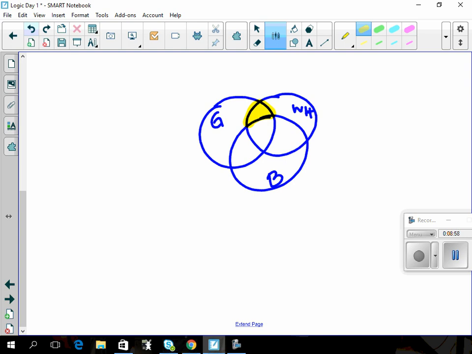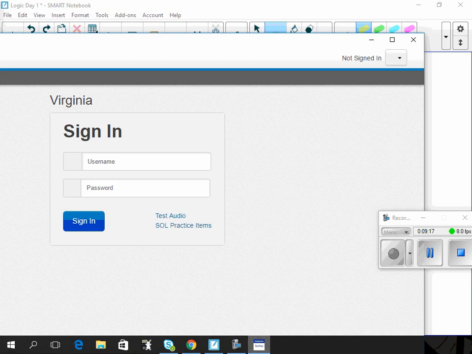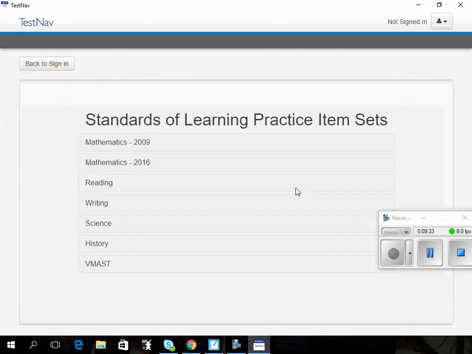All right, so it's important. On the SOL, on the TestNav, which I'm going to pull up here in a minute, that first question asks you to select sections of the Venn diagram that we're going to use. Okay? So let me pull that up real quick so we can look at that and try to answer that question. So you guys know TestNav can be done at home. If you Google TestNav, guys, please listen, you can't access it at home. Just go to the Virginia site. When the states pull up, you're going to go to SOL practice items, mathematics 2009.